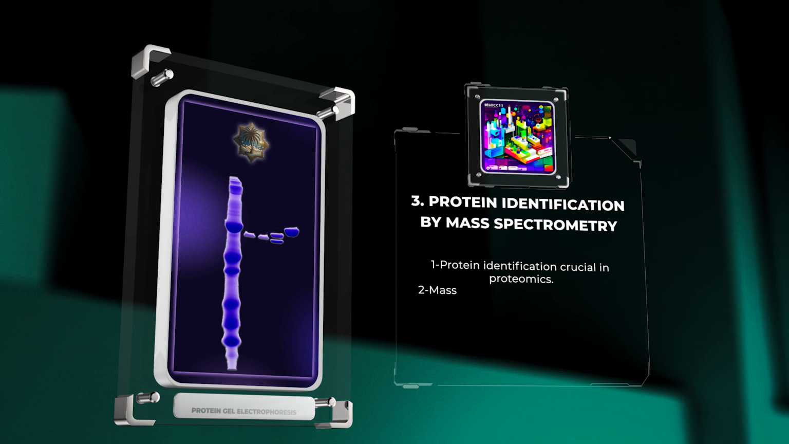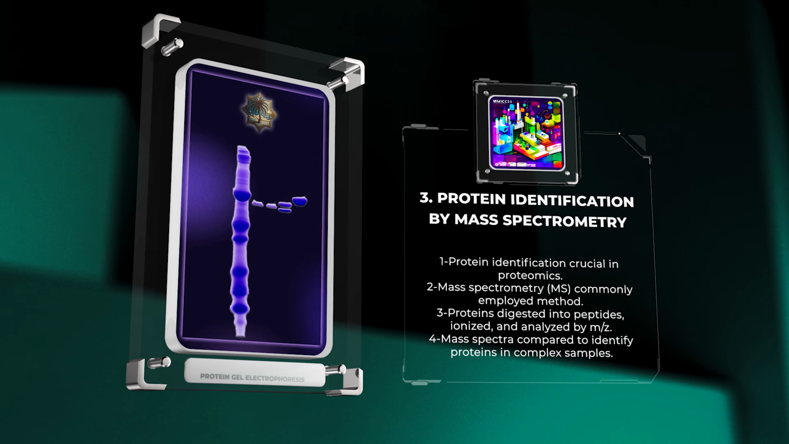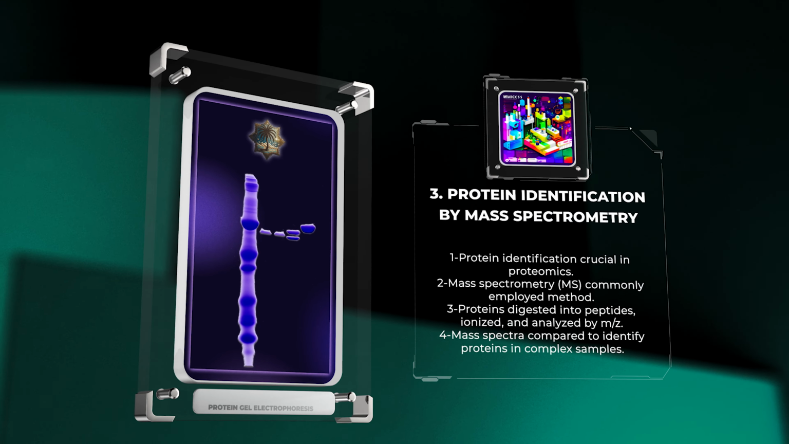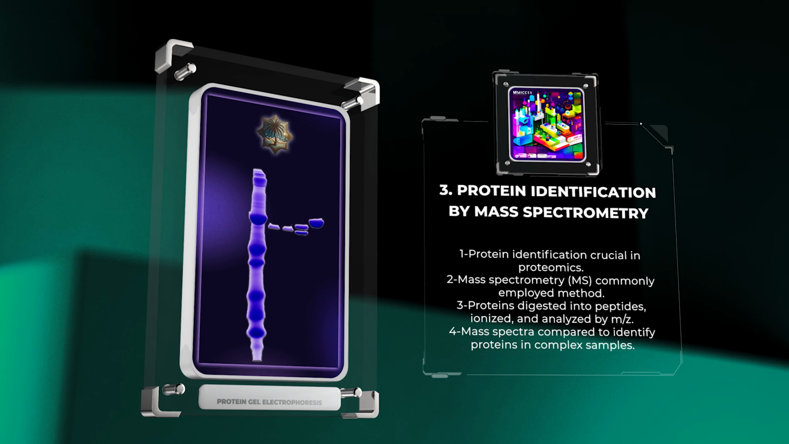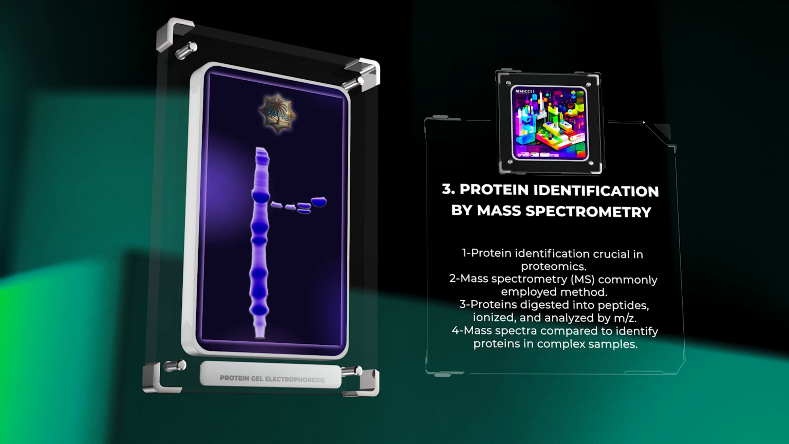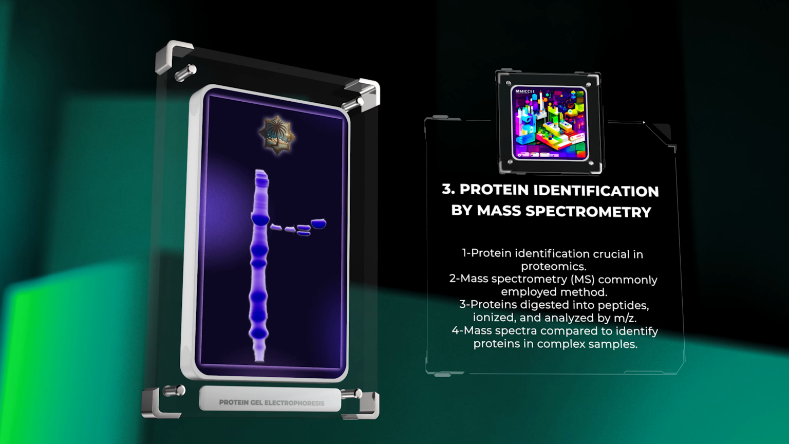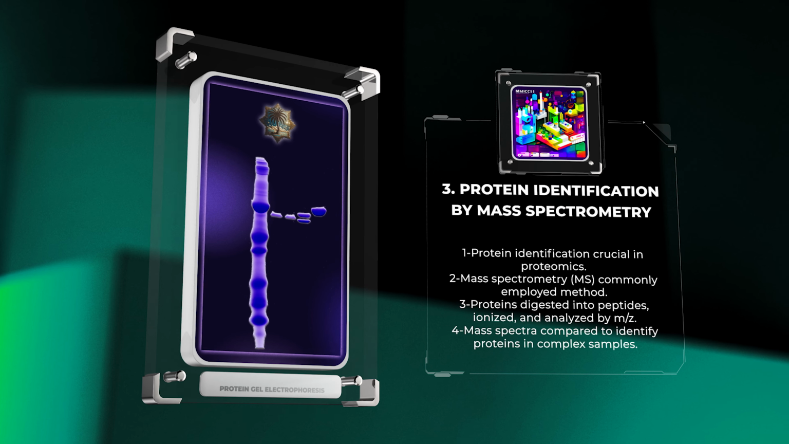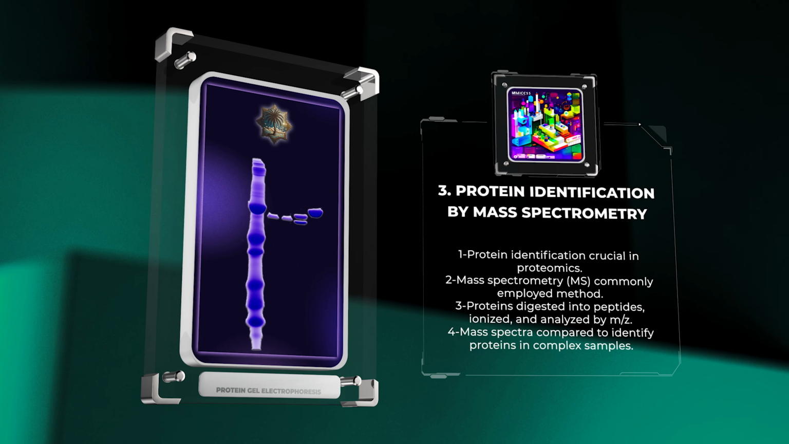analysis. Protein identification after gel electrophoresis is crucial in proteomics. Mass spectrometry, MS, is a commonly employed method, where proteins are digested into peptides, ionized, and analyzed by m/z. The resulting mass spectra are compared to identify proteins, even in complex samples.